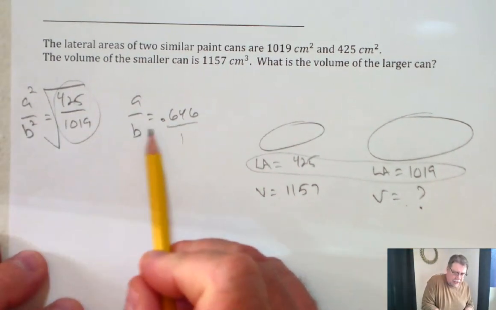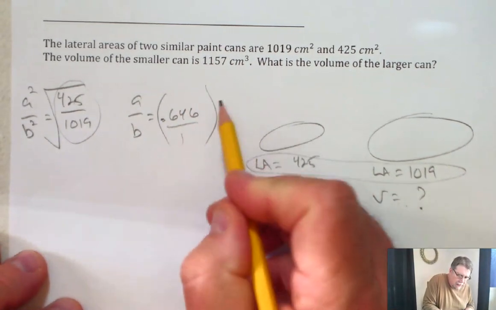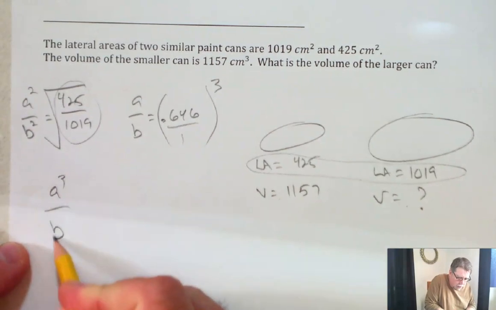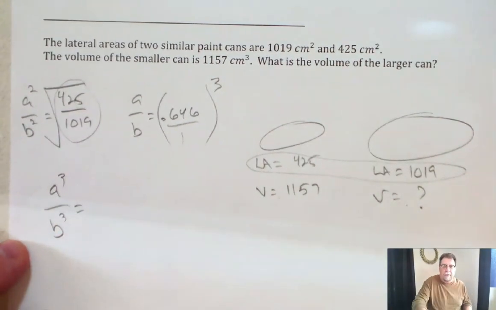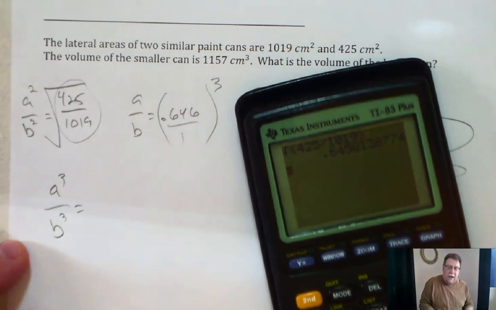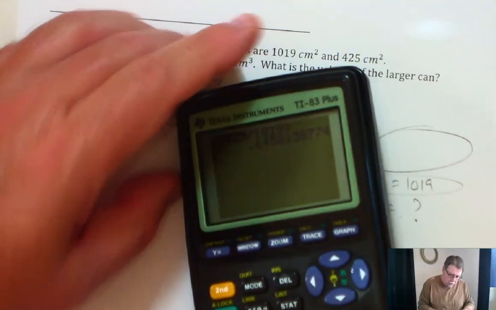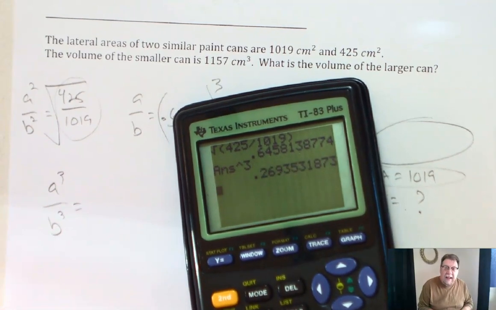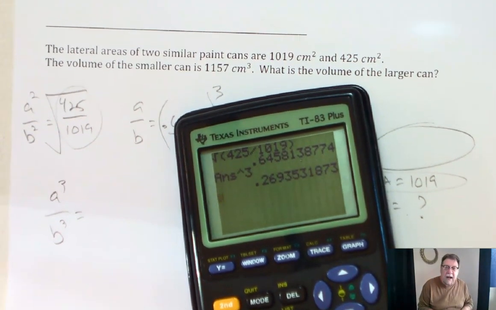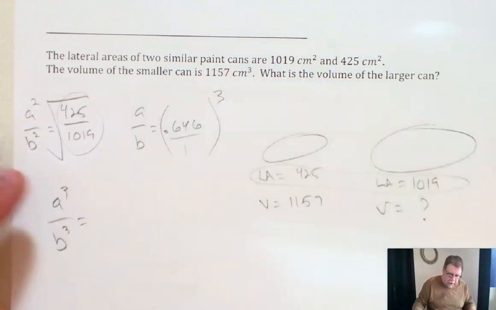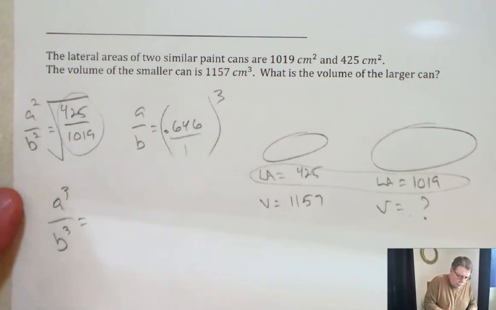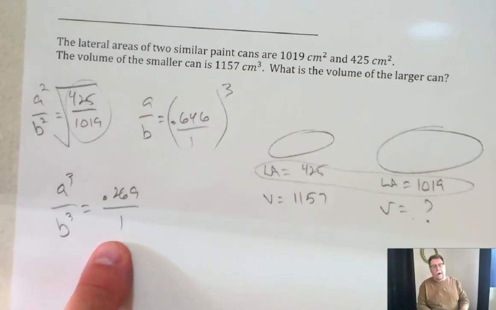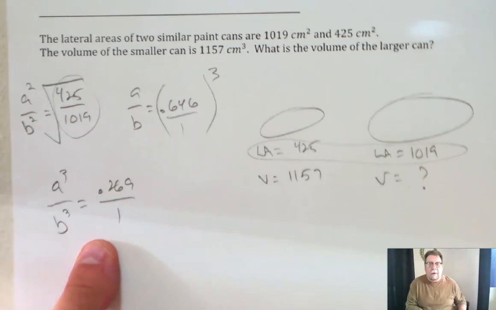But now I need to find a volume. So that means I need to take this number to the third power, because I need to know A to the third over B to the third. So I'm going to take this number and raise it to the third power, and I get 0.269. Again, don't clear that. I'll leave it as 0.269 over 1.